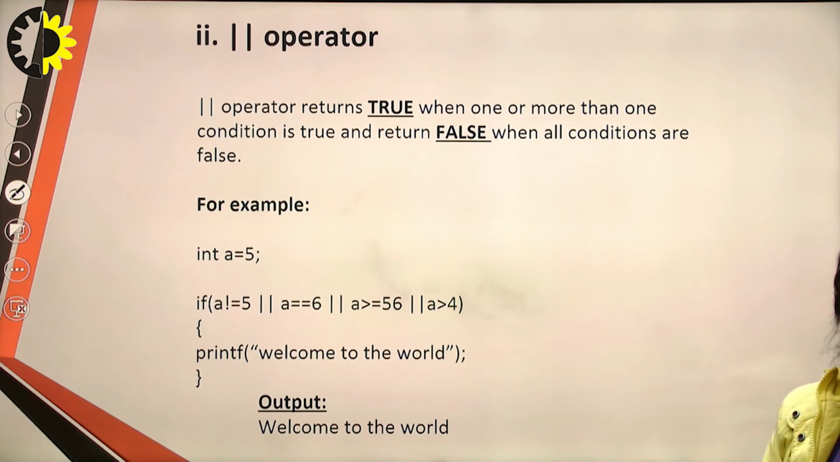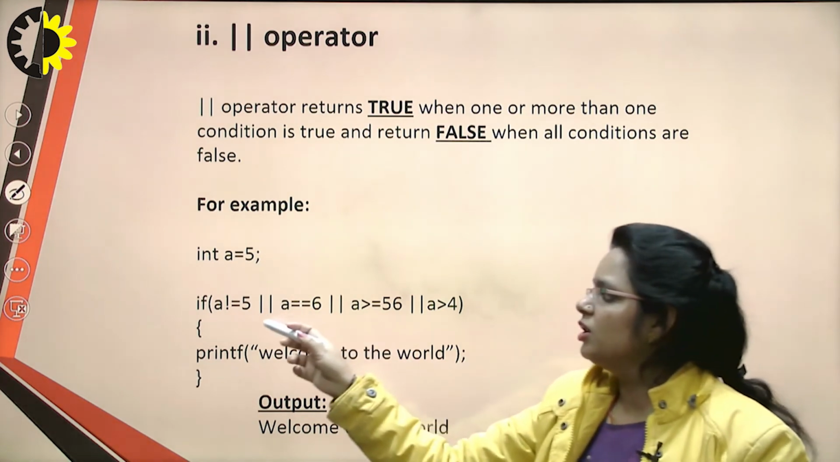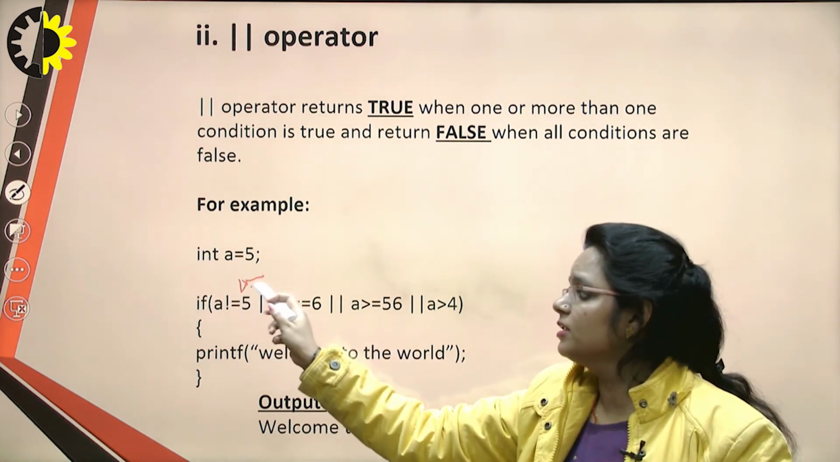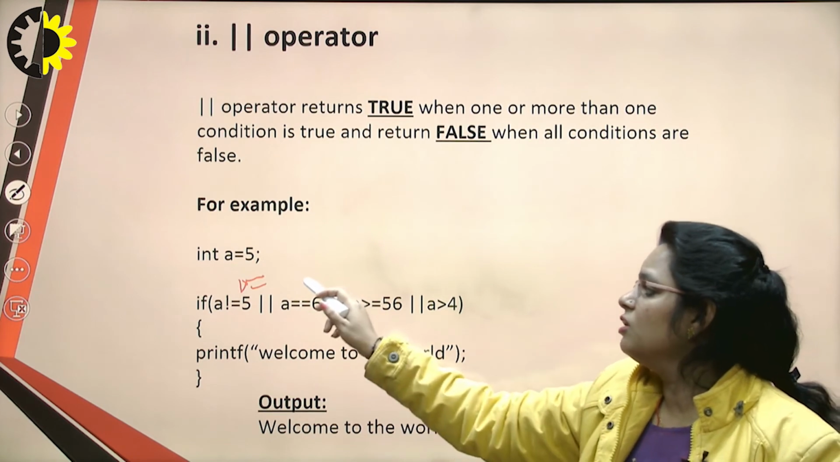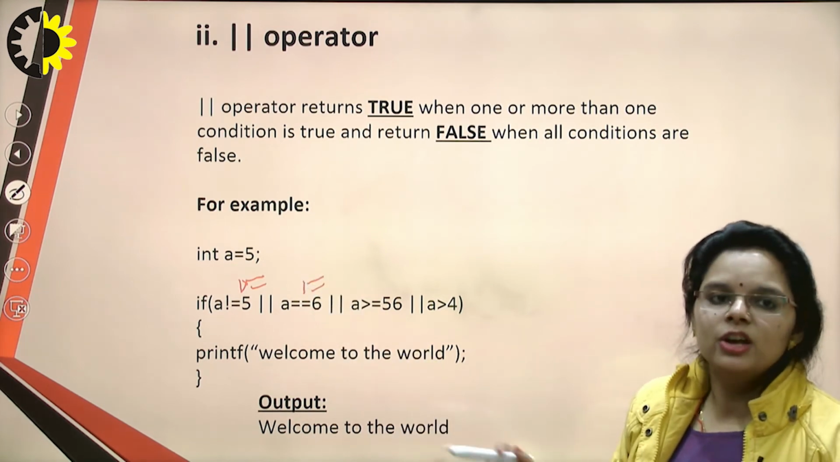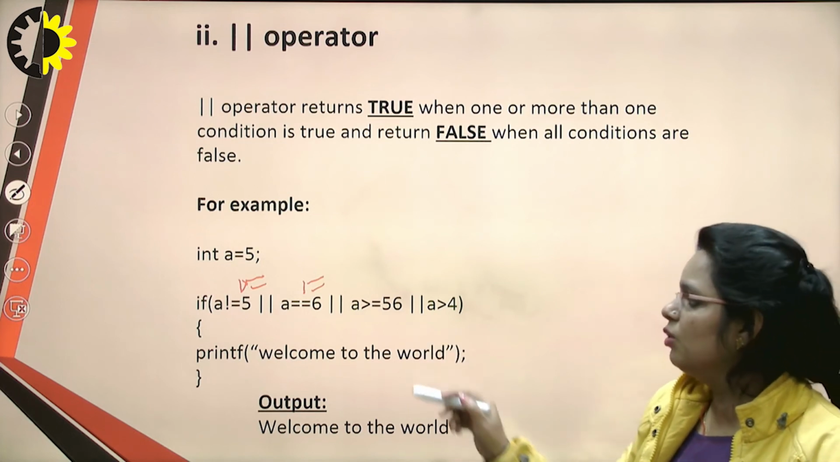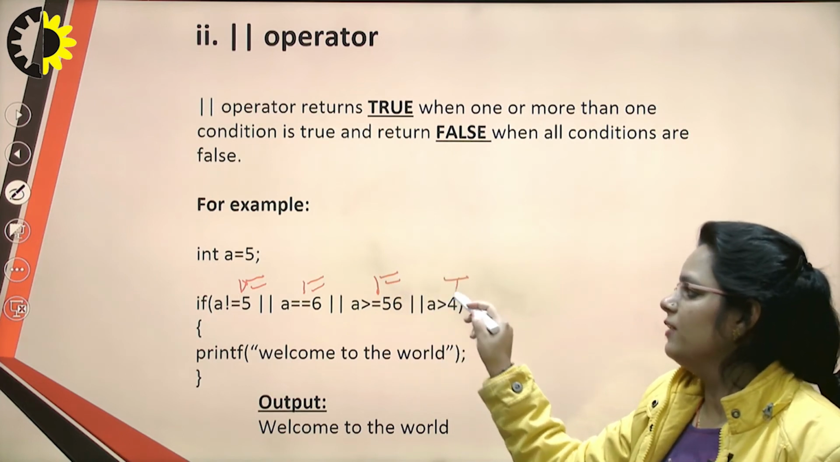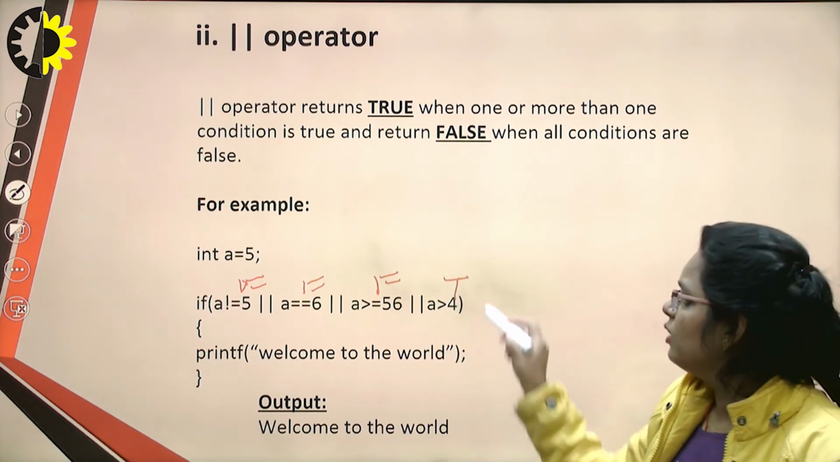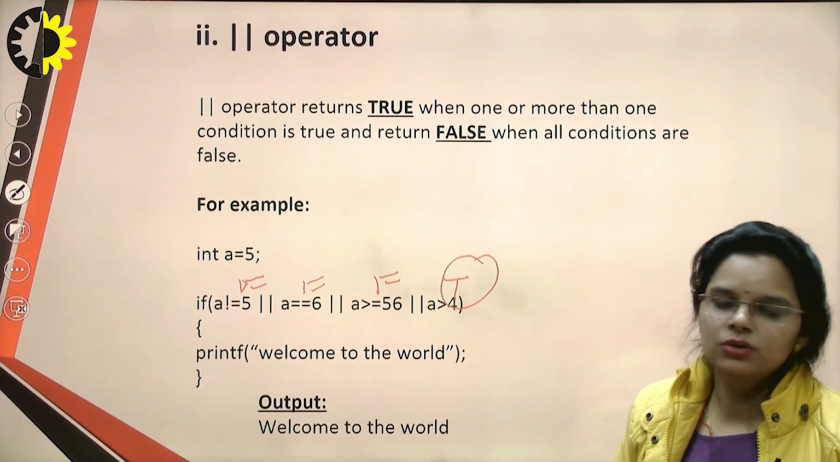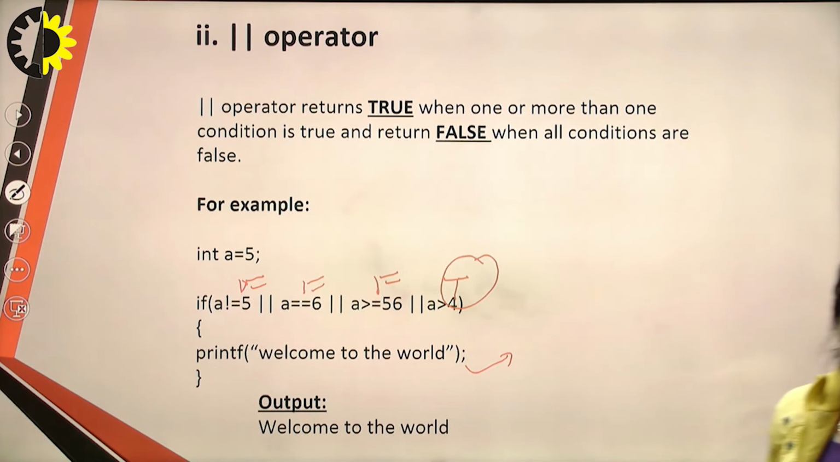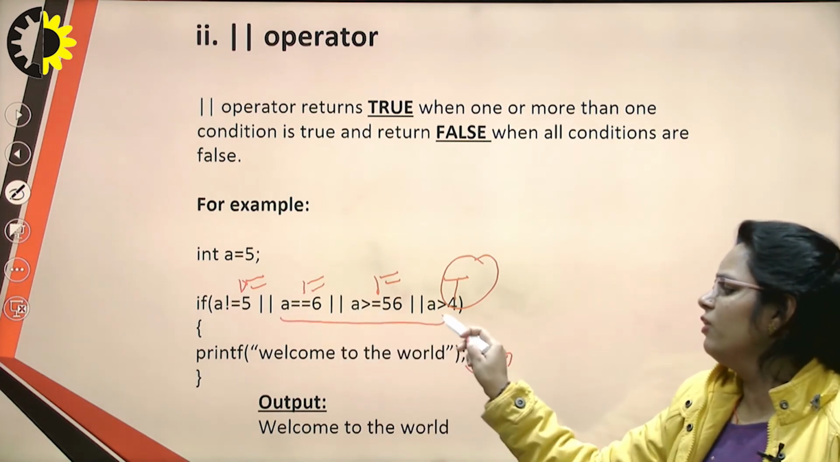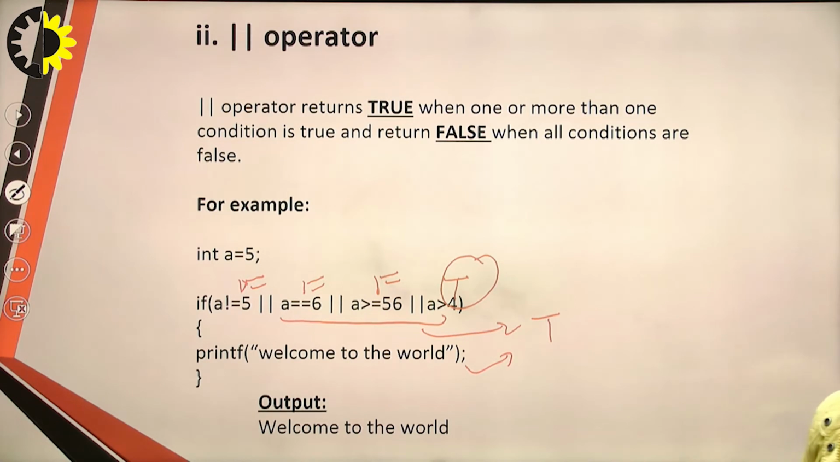This returns true when one or more than one condition is true, and it returns false when all the conditions are false. Let us take an example. A is not equal to 5, but this is false. A equals 6, this is also false, because the value of A is 5. A is greater than or equal to 56? No, 5 is less than 56, this statement is also false. A is greater than 4? Yes, 5 is greater than 4. So if you find any one value true, then the entire expression is going to be returned as true.